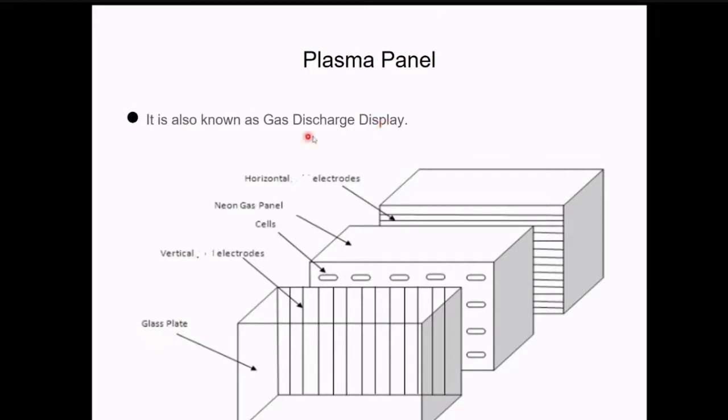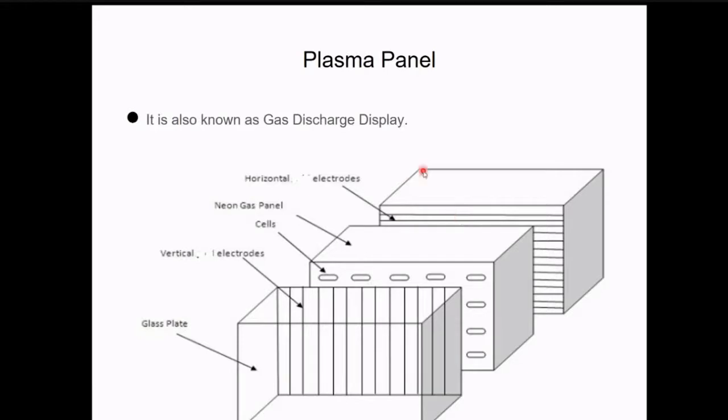The basic fundamental here is to use gas instead of using any hardcore metal, or something that we had earlier. Basically, we have two glass plates, installed in the front as well as in the rear. The front glass plate is installed with the vertical electrodes. Similarly, the rear glass plate has the horizontal electrodes.